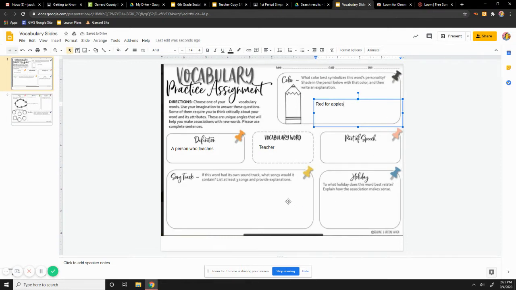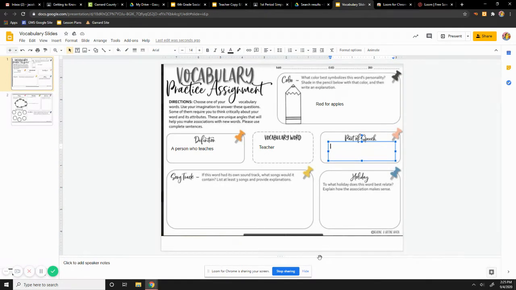Okay. Then parts of speech. Sorry, Mr. Simpson. Parts of speech. The parts of speech are noun, verb, adjective, and adverb. A noun is a person, place, or thing. An adjective is a word that describes a noun. An adverb is a word that describes a verb, and it usually ends in ly.